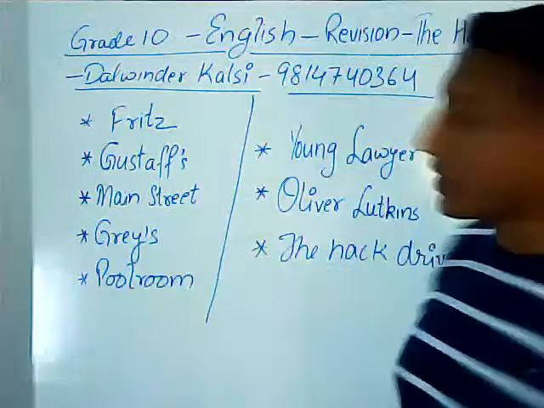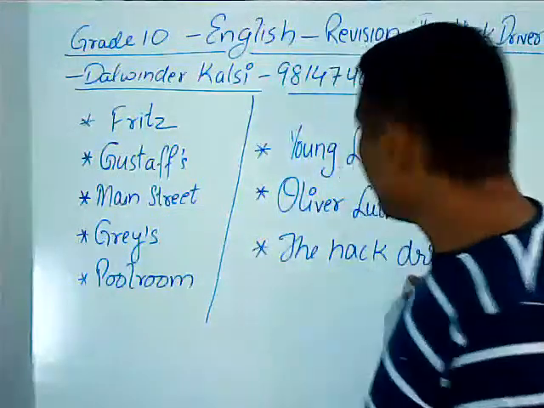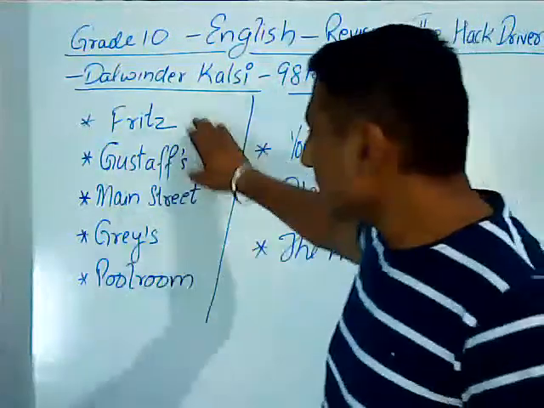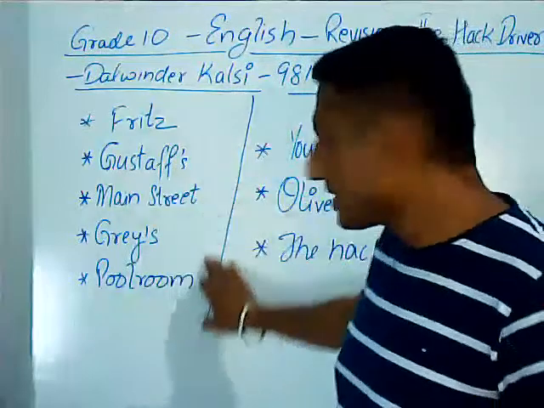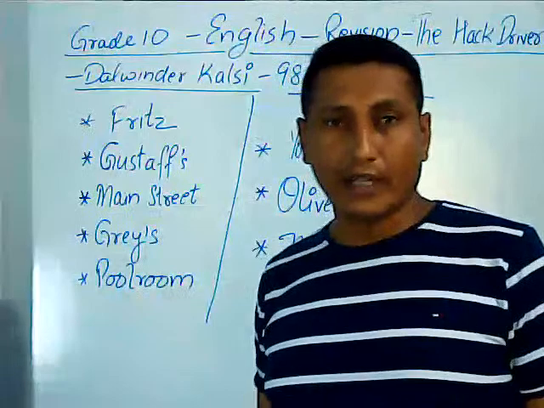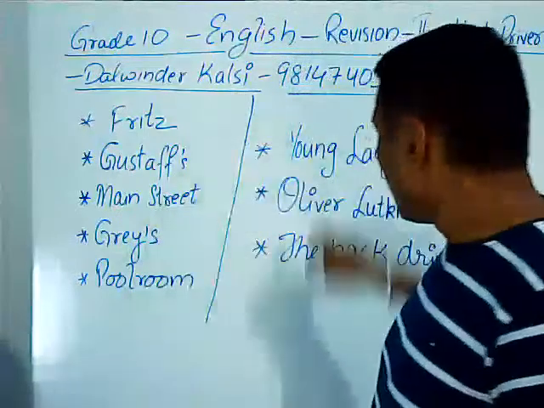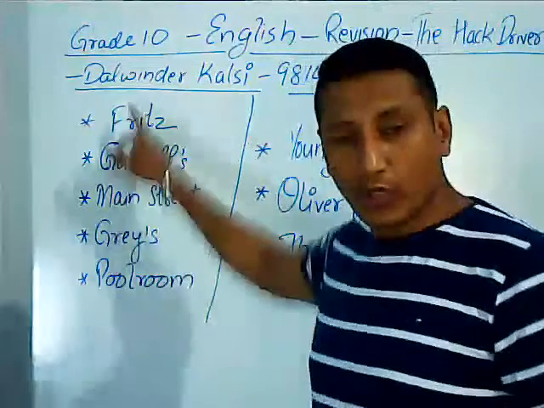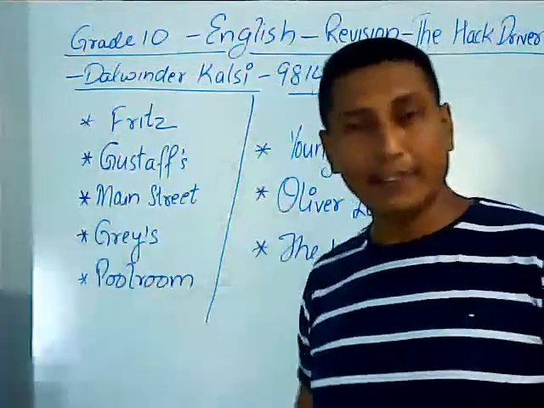Now the story progresses as the hack driver moves to different places, right? These are the different places where he was supposed to be. Wherever he went, the young man did not ask anything to any of the owners of these places. So what happened?